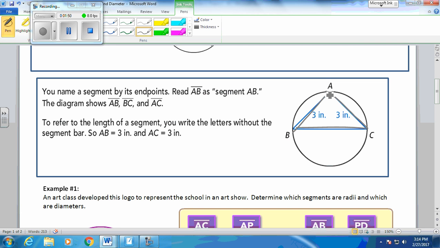It goes on to say that to refer to the length of a segment, you write the letters without the segment bar on top of the letters. So AB is actually 3 inches and AC is 3 inches. We're just trying to be careful with our writing.